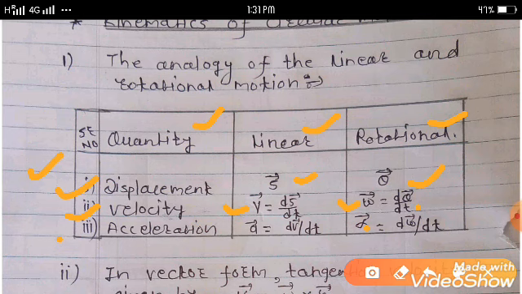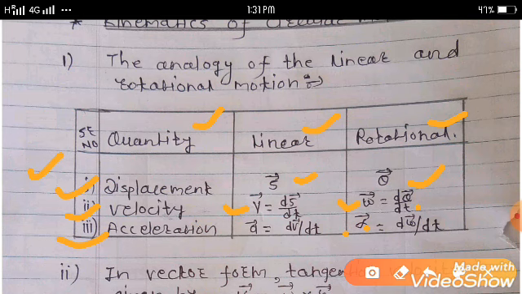Next quantity is acceleration. In linear motion, acceleration is considered as linear acceleration. This linear acceleration is denoted by a bar, and the formula is a bar equal to dv bar upon dt. Means what? The rate of change of linear velocity with respect to time is called linear acceleration.